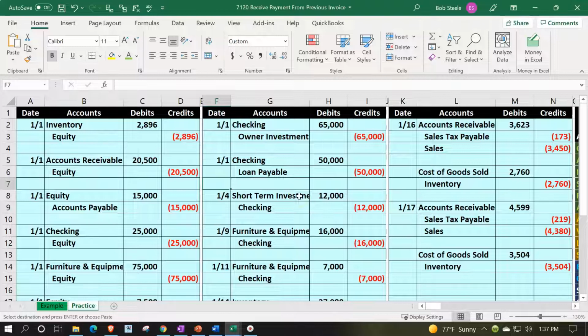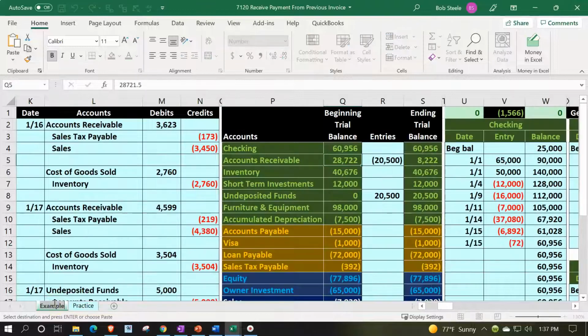In prior presentations, we put together the worksheet from a blank sheet, now entering transactions into it. If you have access to it, there are going to be two tabs down below, an example tab and a practice tab. The practice tab starts off where we ended last time. The example tab is, in essence, an answer key. Let's take a look at it now.